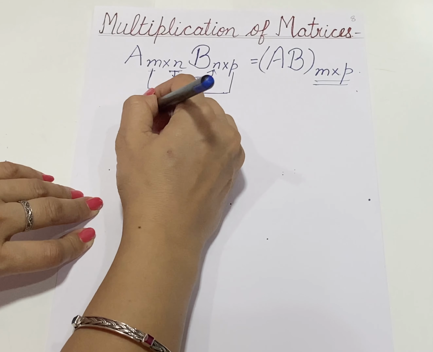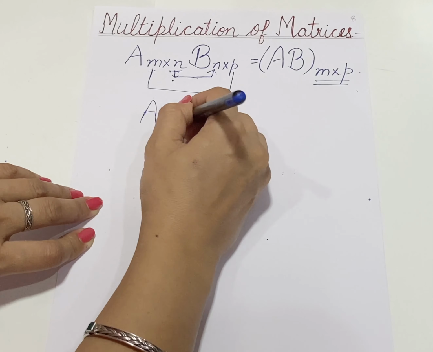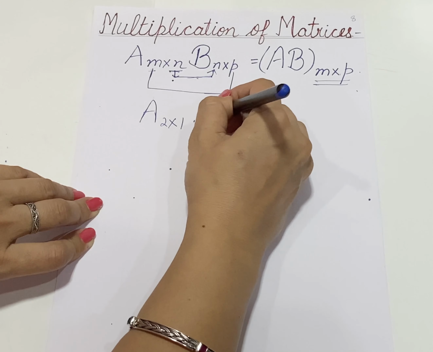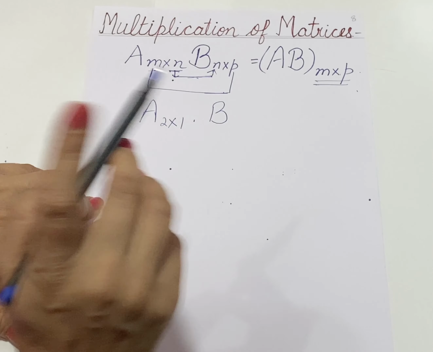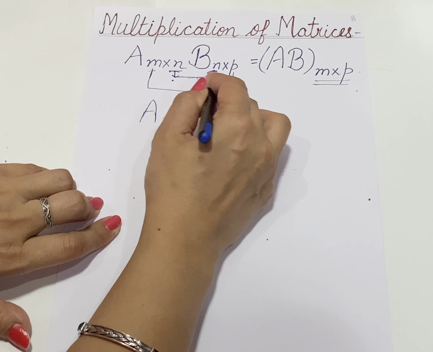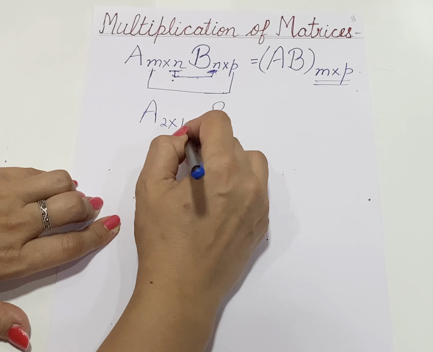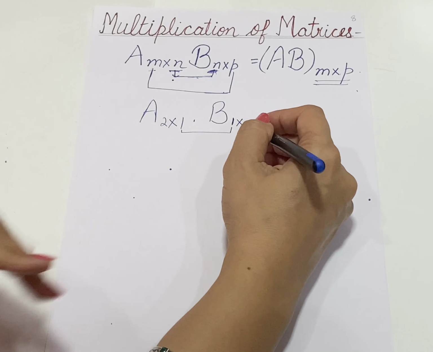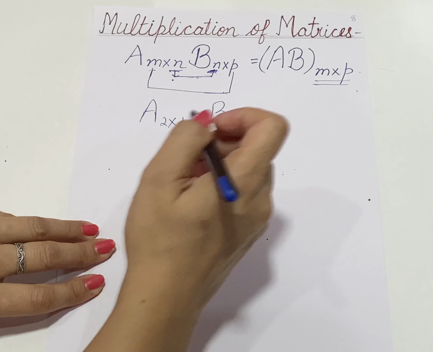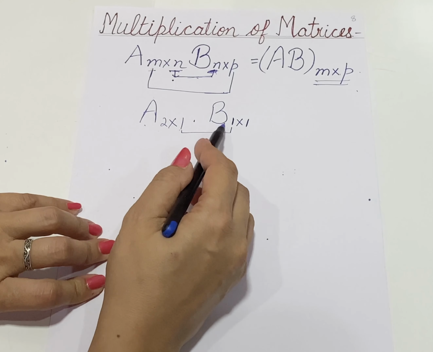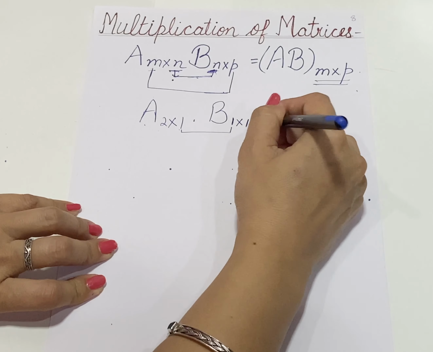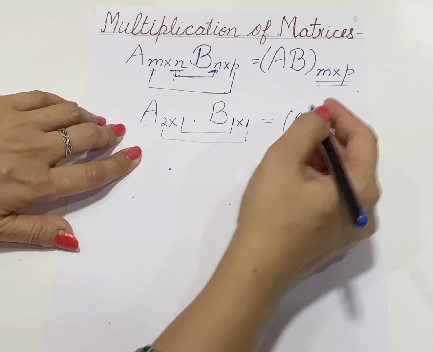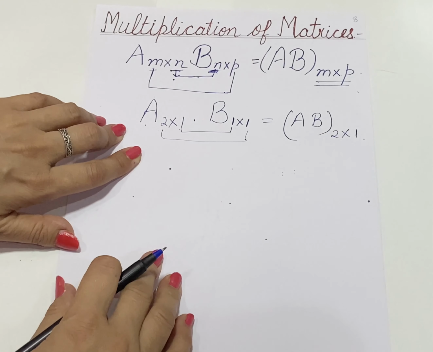Let matrix A be of order 2 by 1. Then according to this, what should be the order of B? In the order, the important thing is how many rows B is having. It should be equal to the number of columns of A. That is 1 by. Now, number of columns can be any number. Suppose I am taking 1. A is of order 2 by 1 and matrix B is of order 1 by 1. So, the order of the resulting matrix, that is the product matrix, will be what? It will be 2 by 1.